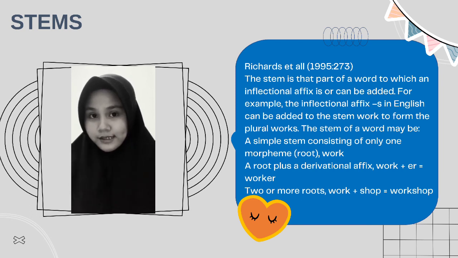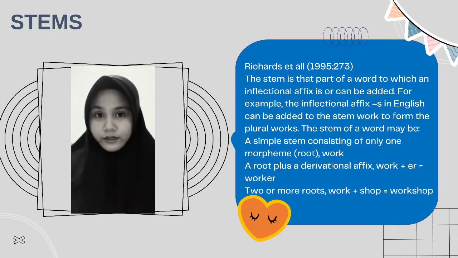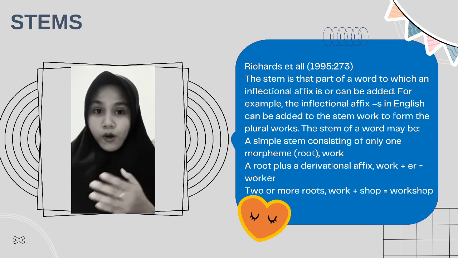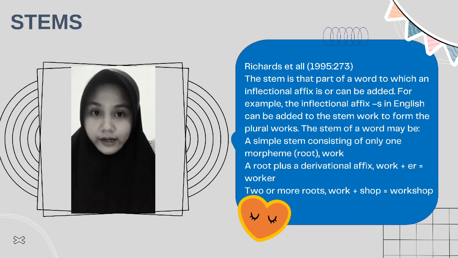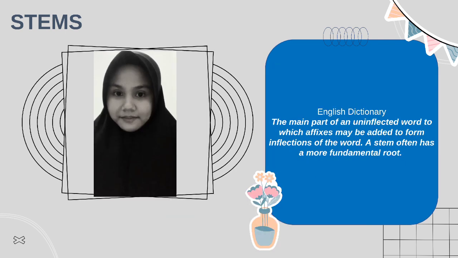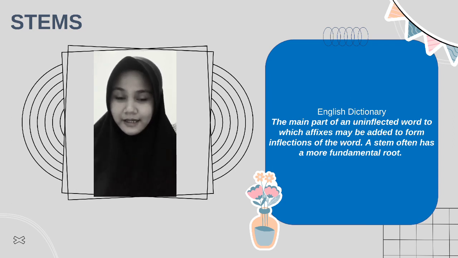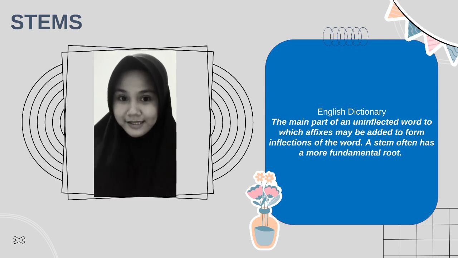And Richard et al. say that stem is a part of a word that can be added to form plural words. And the stem may consist of only one root morpheme, a root to which a derivational affix is added, such as walk plus er becomes walker, and then two or more roots, for example, work plus shop becomes workshop. Another definition of stem is the main part of a word that is inflected, which is added by affixes to form a word. Then in English, most stems also qualify as words.